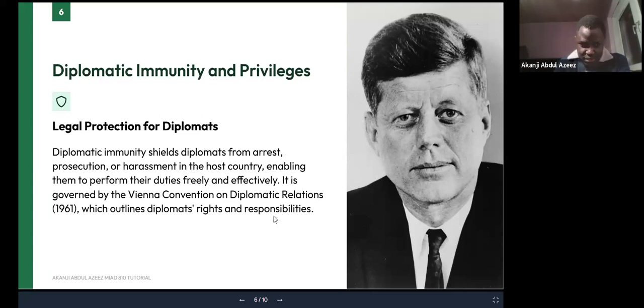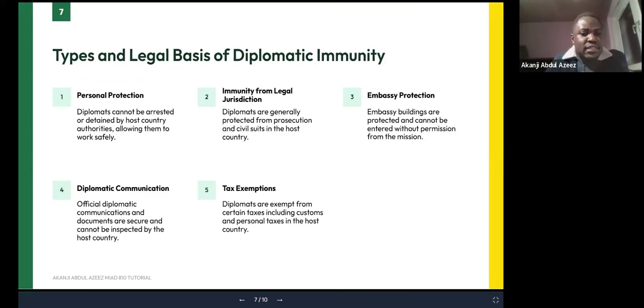Understand? So we proceed. Types of diplomatic immunity. Number one we have on the slide here is personal protection. When we talk about personal protection, we mean that a diplomat cannot be arrested or detained by authorities in the host country, which means that they cannot arrest you if you are a diplomat.